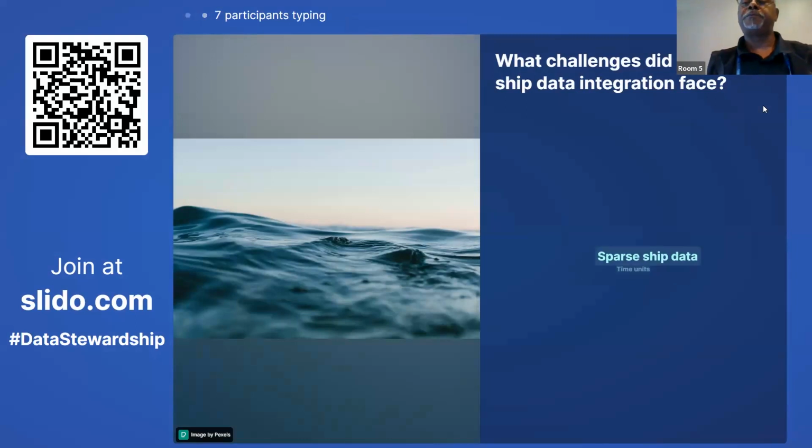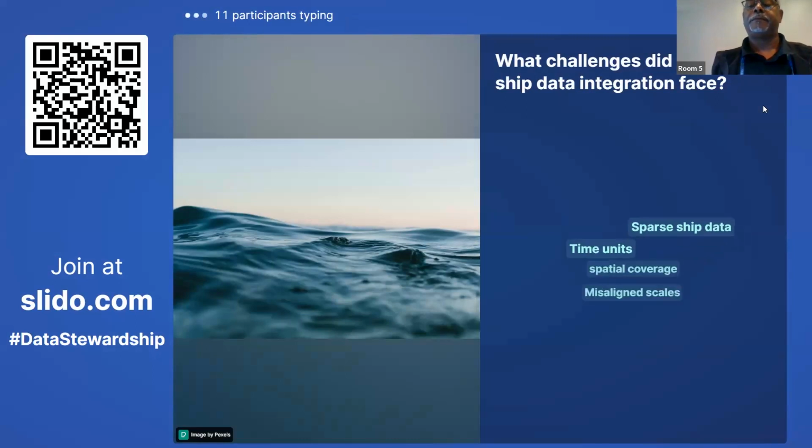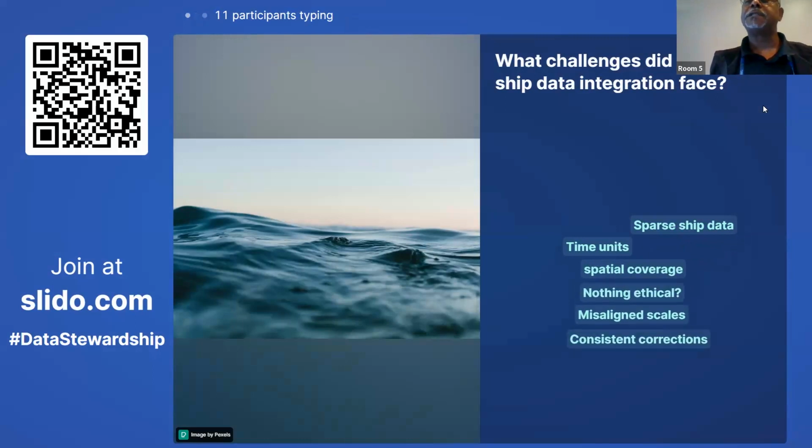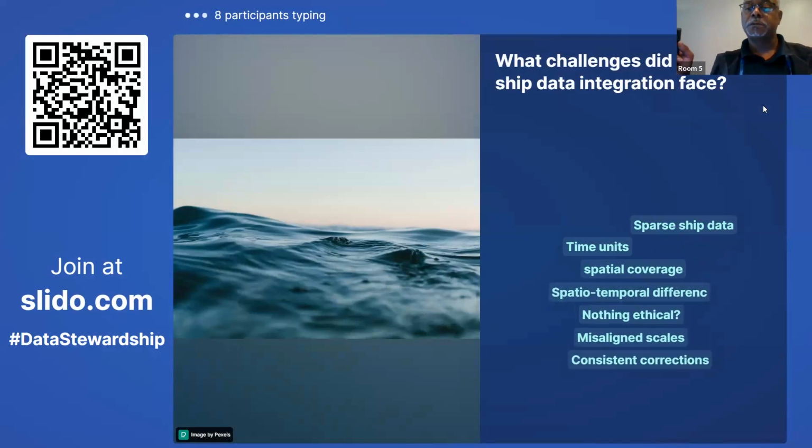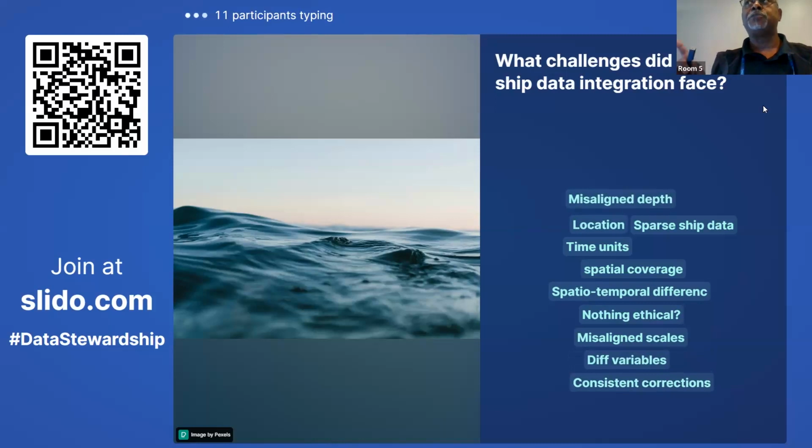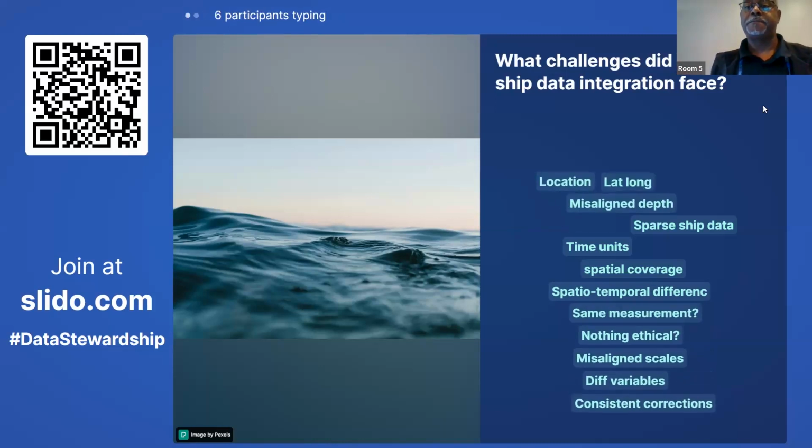Sparse, kind of a problem, yeah. Time, not a problem. Spatial coverage, yeah, kind of. Misaligned scales, close. Consistent correction, spatial temporal difference. And everybody's getting in the space and time difference. That's actually the beauty of these things, is they're both accurate in space and time.